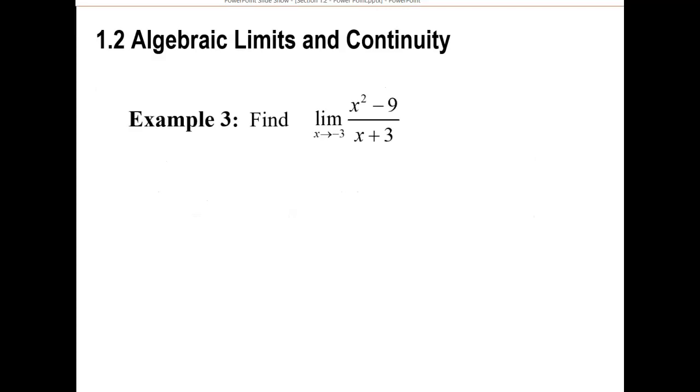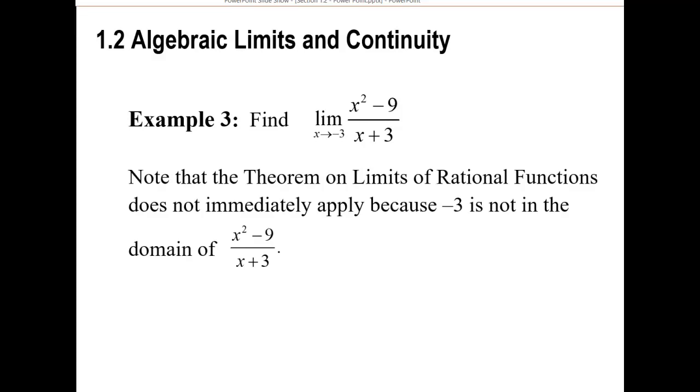All right, here we want to find the limit as x approaches negative 3 of x squared minus 9 over x plus 3. All right, we have an issue here because yes, this is a rational function, but negative 3 is not in the domain. Meaning if I plug negative 3 in for x, on the bottom I get a 0. So that means it's not part of the domain. So the theorem of rational functions does not immediately apply because negative 3 is not in the domain of our function. So we have to be careful here.